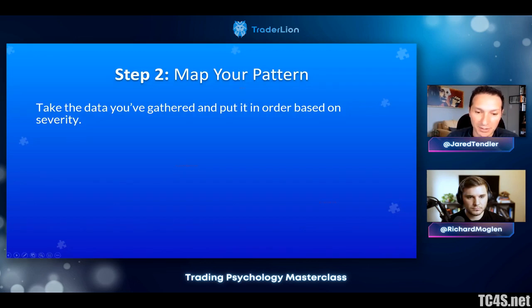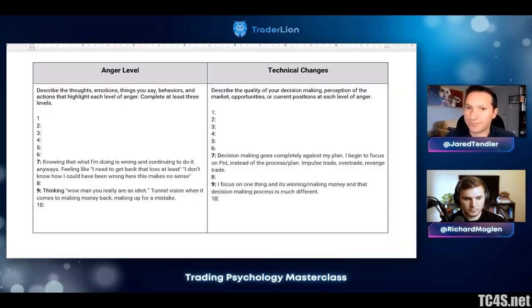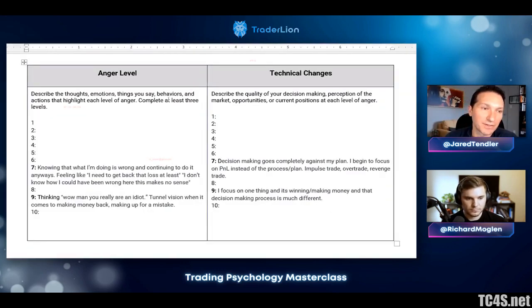And I'm going to show you what that means right now. This is what I want you to create, okay? And this is what I call a map, right? Now you've gone from data collection to actually mapping your pattern in a very pragmatic way that matches that performance stress curve, that Yerkes-Dodson law, right? Where level 1 would be that first deviation from that peak level or that ideal level of emotion.